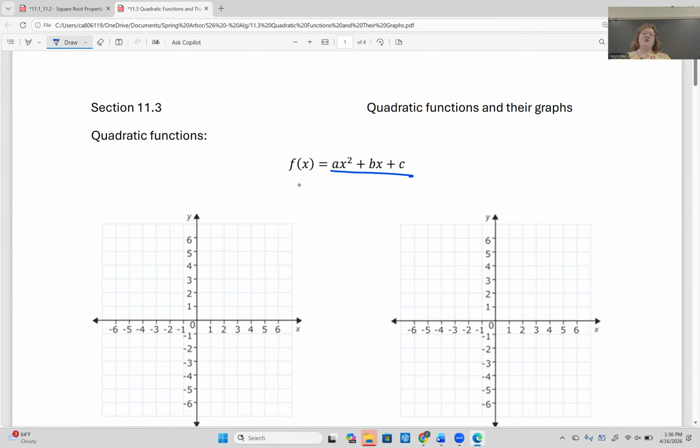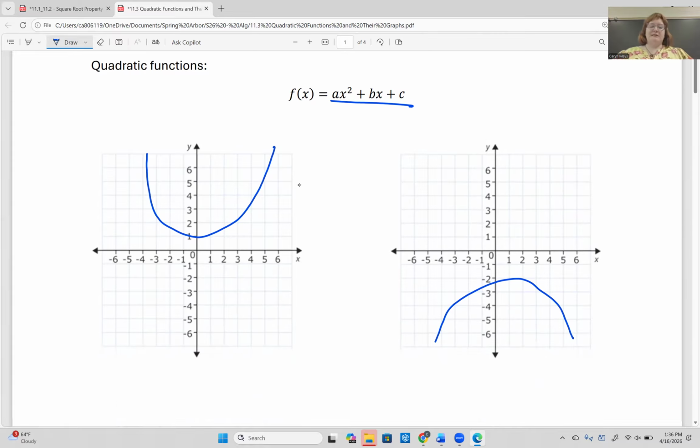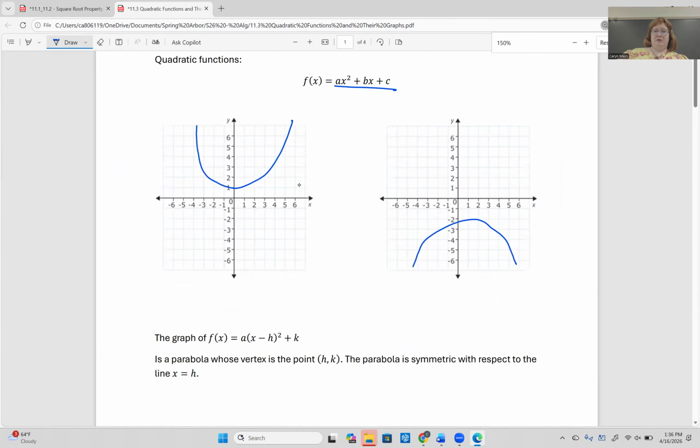Yeah, it's the thing that looks like U's. So it's gonna have that U shape in some way. They can open up or open down. And whether they open up or open down depends on A. It depends on this A piece. If A is a positive number, if A is bigger than 0, it opens up. If A is less than 0, the graph will go down.